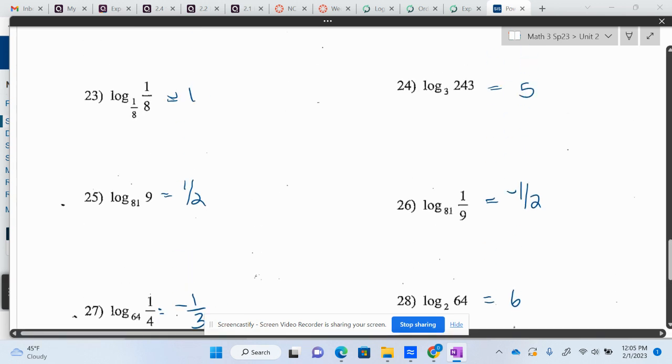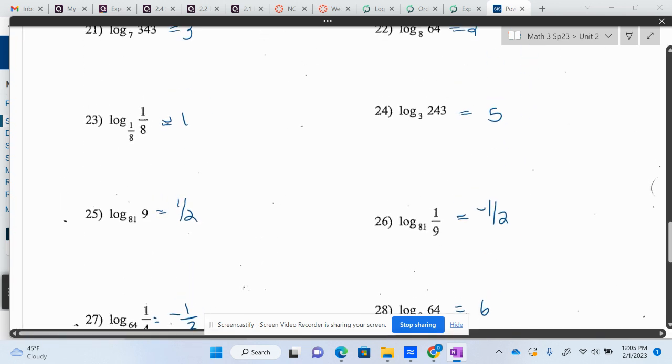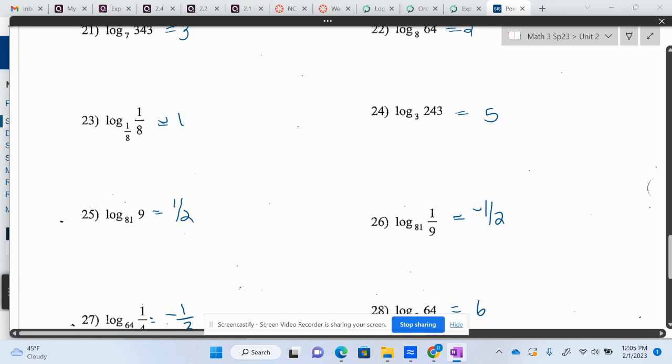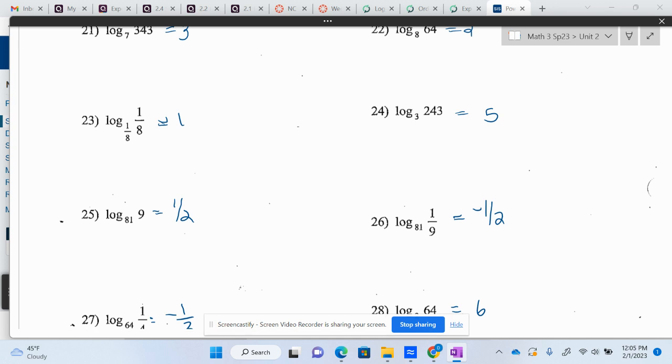Okay. So here's what I have. Hopefully I did those right. So number 23, I got 1, right? Because 1/8 to the power of 1 is 1/8. 24, 5. 3 to the 5th is 243. 25, I got 1/2. 81 to the 1/2 power, or the square root of 81, is 9. And then for 26, I got negative 1/2. So that's just took my solution and reciprocated it, right?